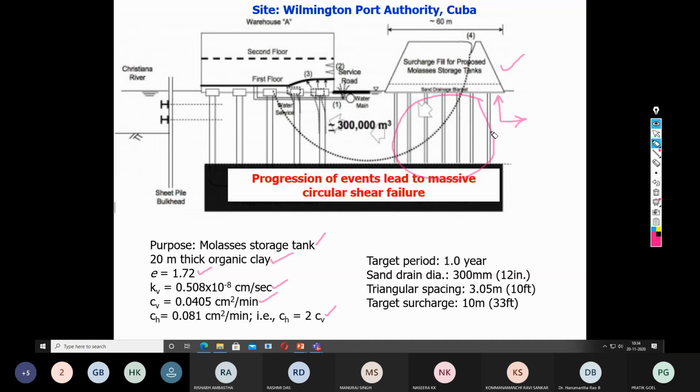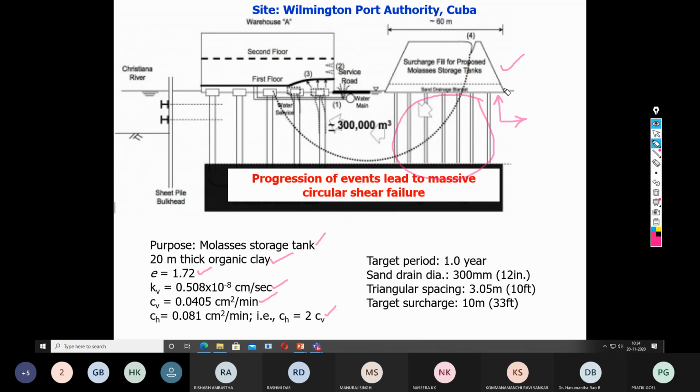So therefore you should understand that the permeability is happening in the vertical and the lateral direction. Usually the permeability in the lateral direction is higher than the permeability in the vertical direction.